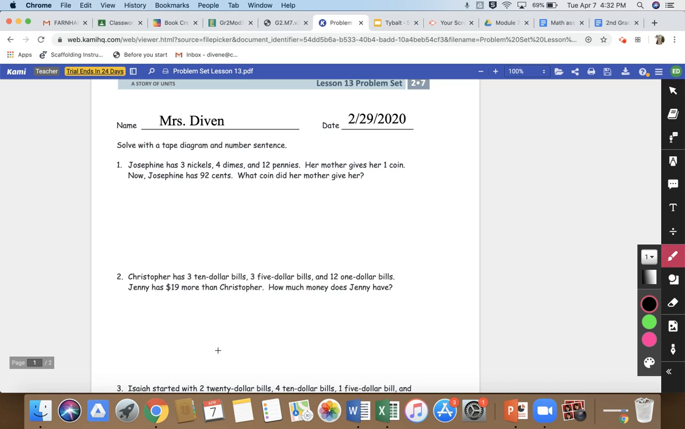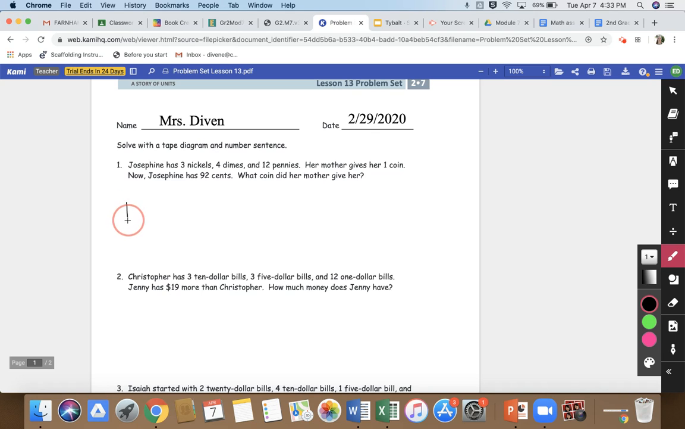Number one, it says solve it with a tape diagram and a number sentence. So number one says Josephine has 3 nickels, 4 dimes, and 12 pennies. Her mother gives her 1 coin. Now Josephine has 92 cents. What coin did her mother give her?